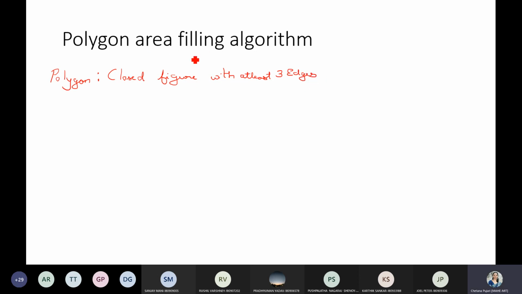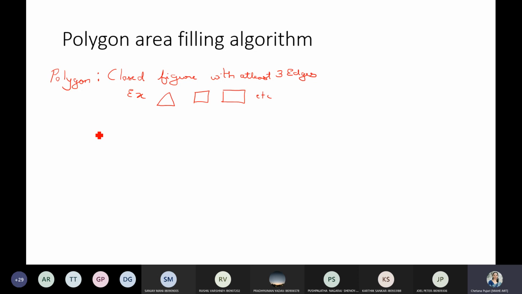So before I start with the area filling algorithm, I'll do some background and then we'll continue with the algorithm. So a polygon is a closed figure with at least 3 edges. Also, all the sides need to be straight lines. Yes, all the sides need to be straight lines. So as your friend mentioned, it can be a triangle, a square, a rectangle, and so on.